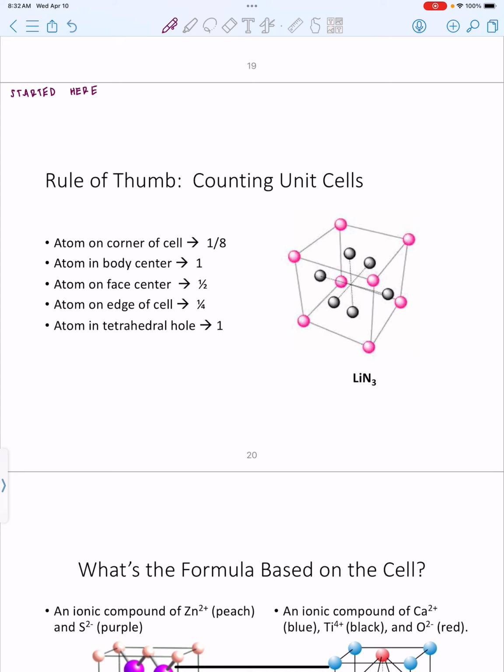We talked about how to count the different charged particles by thinking about where they sit. So an atom that sits on the corner of a unit cell is only an eighth within the unit cell. An atom in the center counts a full ion or a full particle. An atom in a face center counts a half. On the edge, they count a quarter. And an atom that sits in a tetrahedral hole, right?